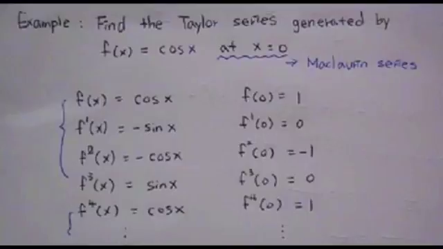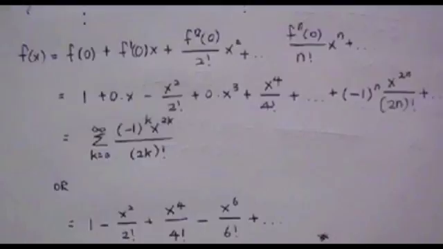So you can see the pattern now, right? Then we substitute x equals 0 into the functions. We get 1, 0, negative 1, 0, and then 1 again. If you cannot find the general form of this series, you can just expand it first. So f(x) equals 1 plus 0x minus x squared over 2 factorial plus 0x cubed plus x to the power of 4 over 4 factorial.